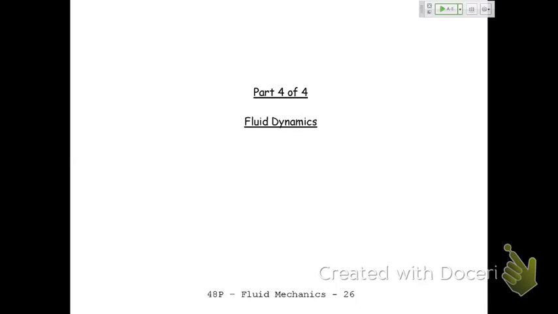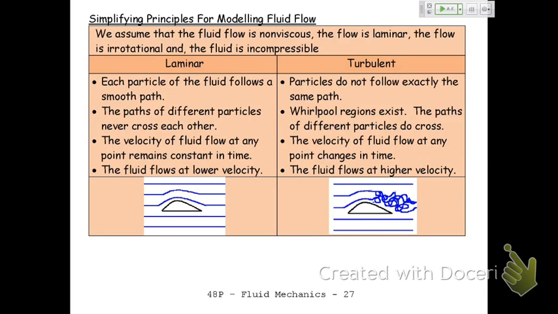So welcome back. We're going to talk about fluid dynamics, and the first thing we're going to try and distinguish between is laminar and turbulent flow. So we assume that a fluid flow is non-viscous. That means it's not syrup. You're thinking about water or something like that. Don't think about syrup or tar, because that's too complicated.